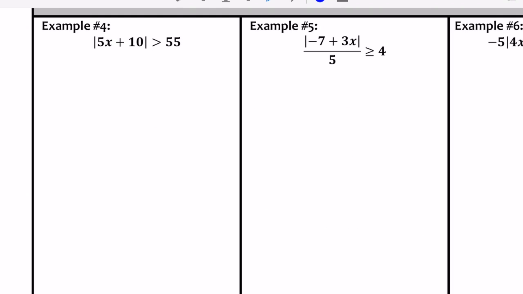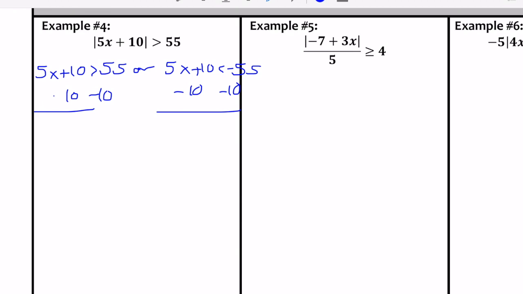Example 4 is a continuation of example 1, so we are starting off on step 4 in this problem. So I'm just copying down the inequalities that we got after step 3 in example 1. We're going to subtract 10 from both sides of both inequalities.